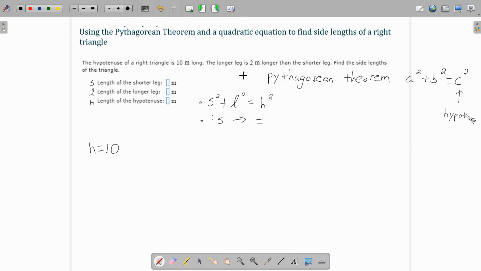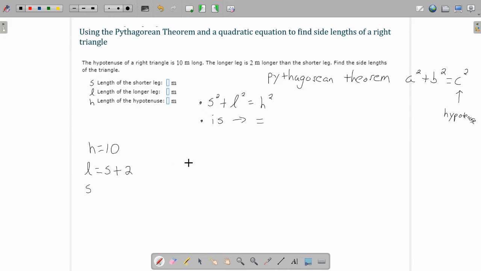The longer leg is, so I like writing L equals, longer leg is 2 meters longer than the shorter leg. I always put this after. It doesn't matter for addition, but if there's ever subtraction, you kind of have to read it backwards. So if it's 2 meters longer than the short leg, the way I like writing it is S plus 2. Find the side lengths of all the triangles, and then we still have S.